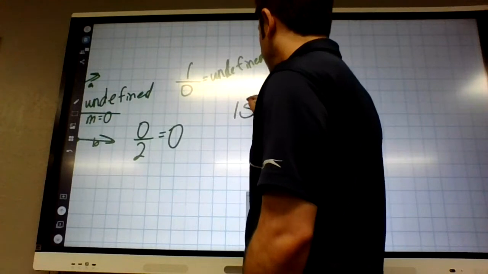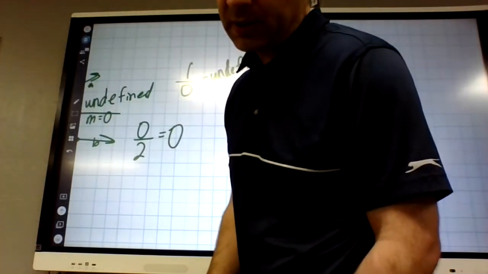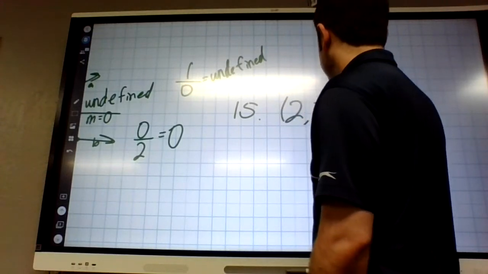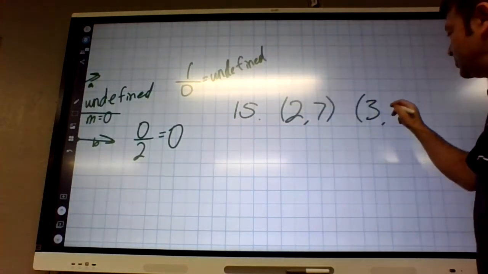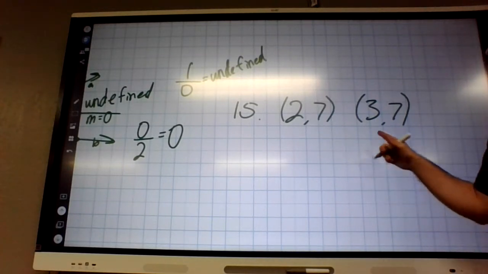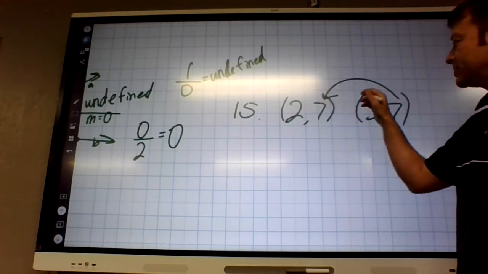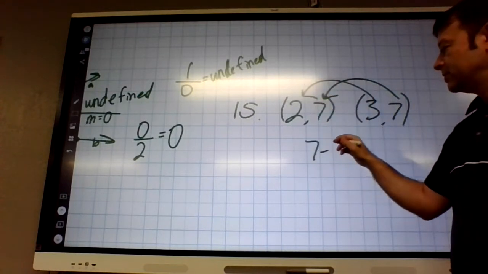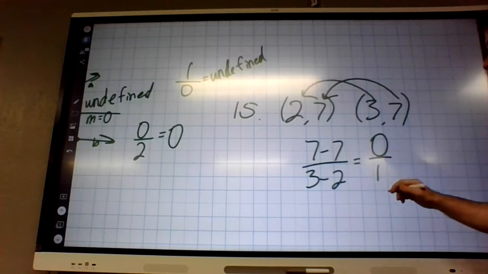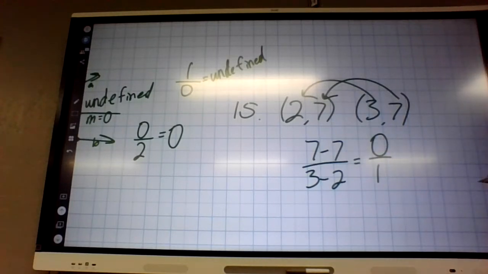Okay, 15 says 2, 7 and 3, 7. This is going to be a weird one. When you have two coordinates that are the same, something weird's going to happen. So if you do y minus y, that'd be 7 minus 7 over 3 minus 2. 7 minus 7 is 0. What is 0 divided by 1? 0. So that means it would have been a horizontal line if we graphed it.